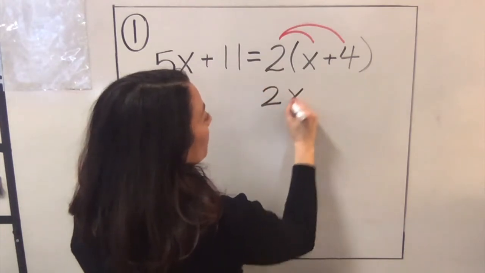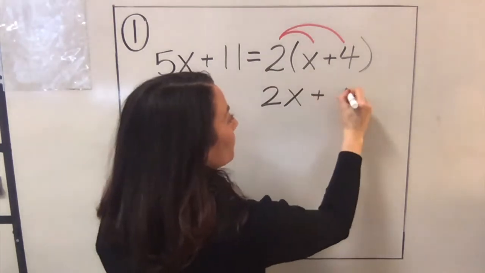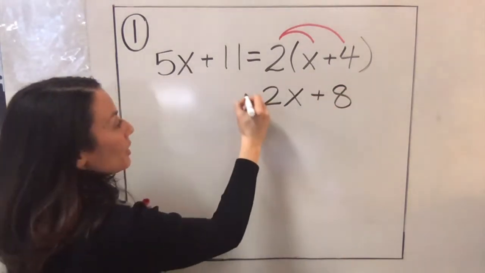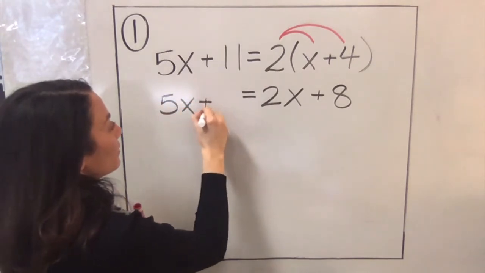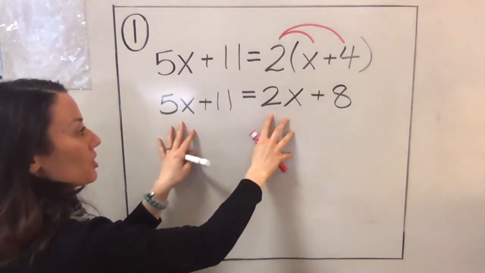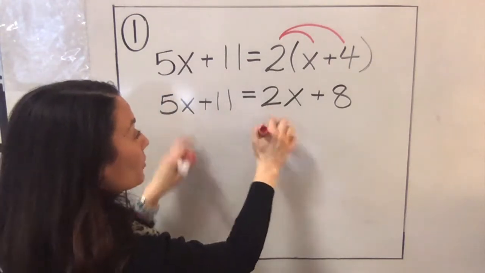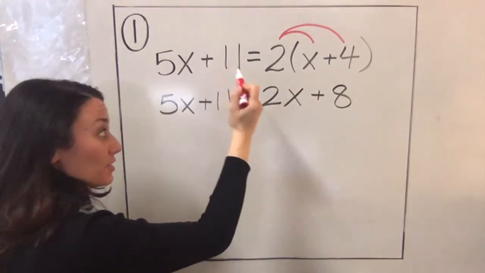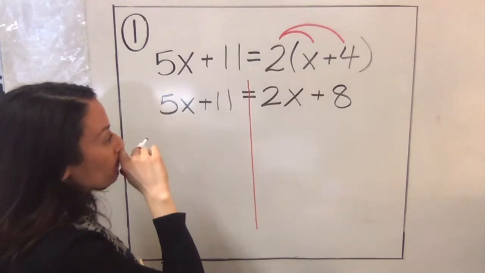What's 2 times 4? 2 times 4 is positive 8. Good. Now we're going to bring down the equal sign and the rest of the equation. So 5x plus 11 equals 2x plus 8. I want you to see there are two sides of this equation now, and there are variable terms on both sides. The first thing we need to do is make a really long T, okay?